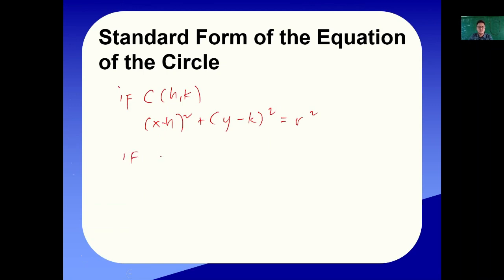If the center is located at the origin, the center is 0, 0. And the equation is x squared plus y squared is equal to r squared. Today, we will continue to solve in the standard form of the equation of the circle.